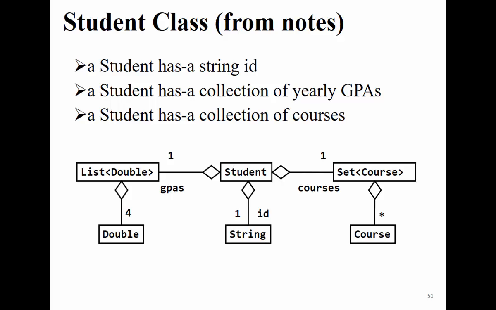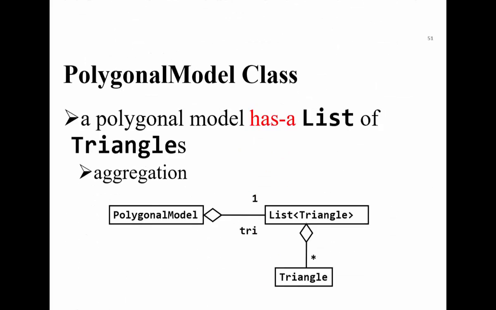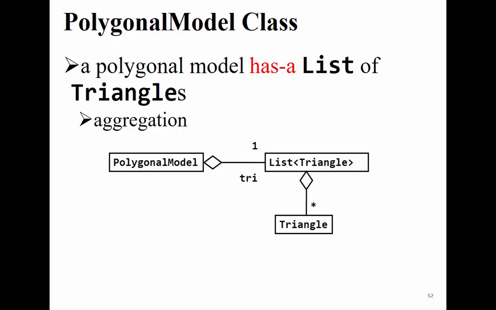That's exactly here with an example. We have a student who has a string as an ID. A student has a collection of yearly GPAs, and the student has a collection of strings. We need collections. Most of the Java classes that you're going to work with in this course or later on have collections. If you go to the next course on data structures, most of the time you're going to work with collections. So a polygon model, we said, is a collection of triangles. So we have a collection and it's aggregation.